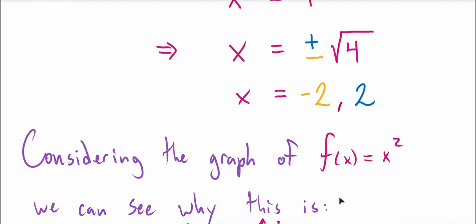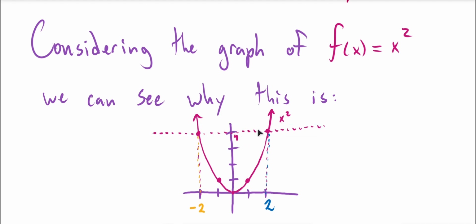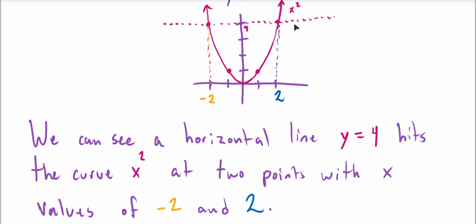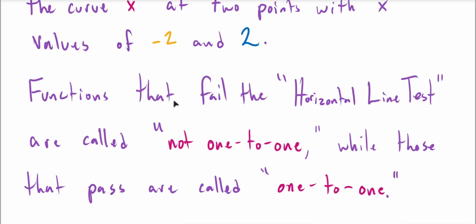Now, if we consider the graph, we can see a geometric reason as to why this is. At the horizontal line of 4, this hits my graph in two places. The y value of 4 means my x value could be -2 or it could be +2. So something about intersection with this horizontal line has meant that there were multiple inputs that could give me the same output. Having multiple inputs that give me the same output is called being not one-to-one. And we see that the horizontal lines will pass through that curve in more than one spot. This is called failing the horizontal line test.